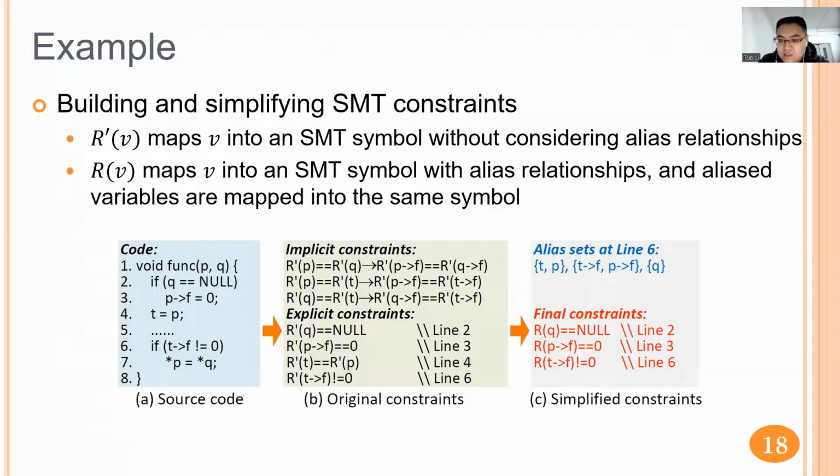However, by considering alias relationships, if two variables P1 and P2 become aliases, our analysis maps them into the same symbol in an SMT solver. And thus, P1 is equal to P2 is naturally satisfied. In this example, the explicit constraint at line 4 in figure B can be dropped. Moreover, if P1 and P2 become aliases, their fields such as F are also aliases and will be mapped into the same symbol, and thus, all the implicit constraints can also be dropped. Comparing figure B and figure C, we can find that using alias relationships can effectively simplify SMT constraints. In this example, one constraint is dropped.